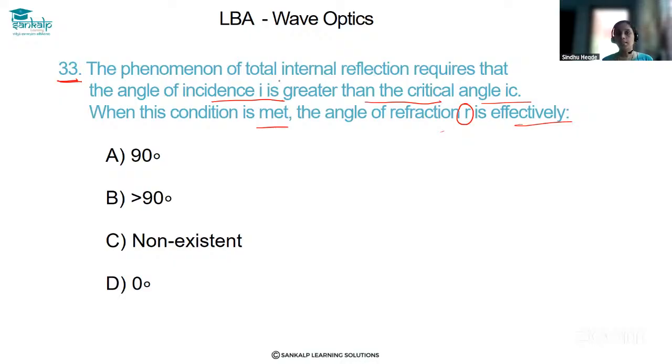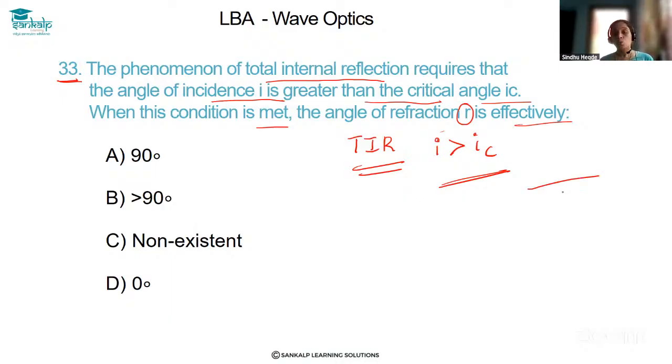The question is related to total internal reflection, TIR. The condition for total internal reflection is that the angle of incidence must be greater than the critical angle. This is the condition for total internal reflection. So in this condition, the angle of incidence is greater than the critical angle, and total internal reflection takes place.